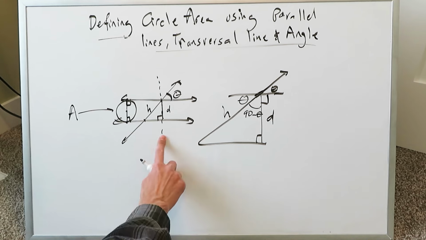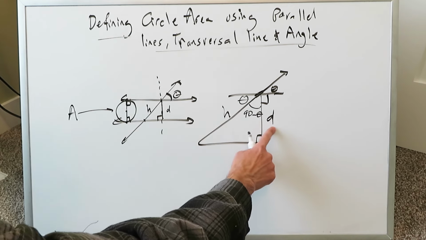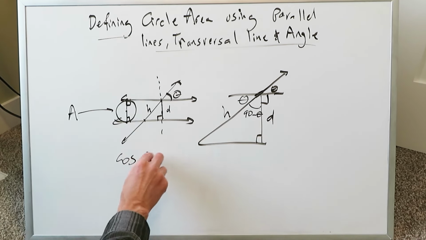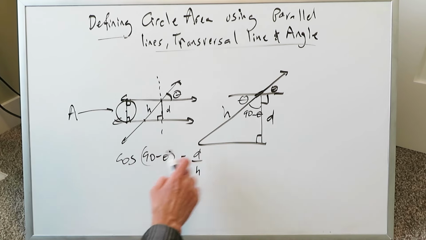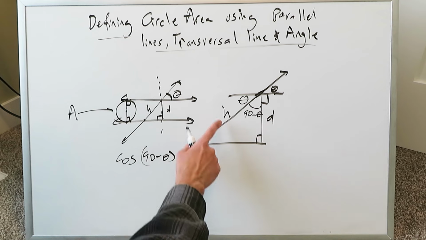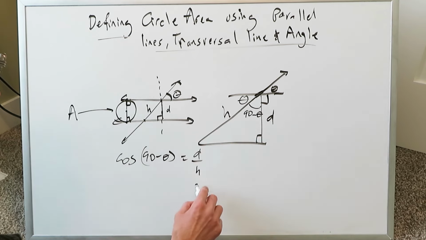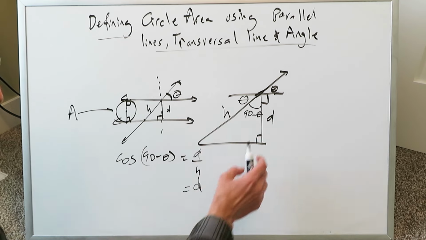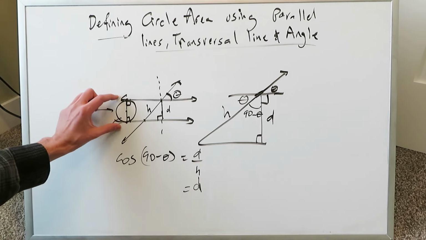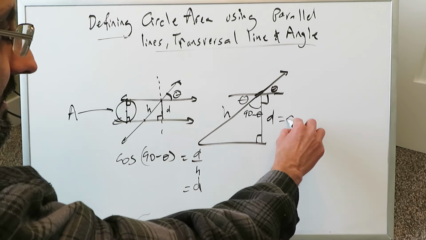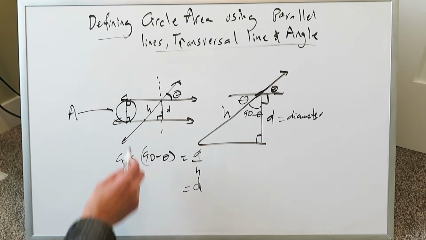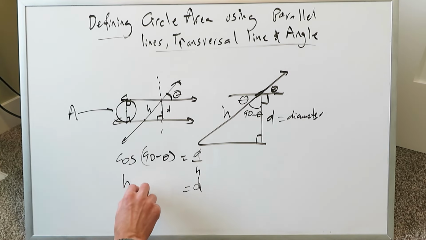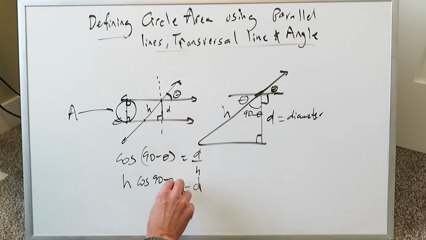You can use the definition of cosine to very well get the dimension of D. Cosine 90 minus theta is equal to D over H. With regards to this angle here, D is your adjacent, H is your hypotenuse. Then D, which is here the side you're looking at, which at the same time also represents the diameter. We can say D here is equal to the diameter. By coincidence, it happens to be the diameter of your circle. It will be equal to H cosine 90 minus theta.